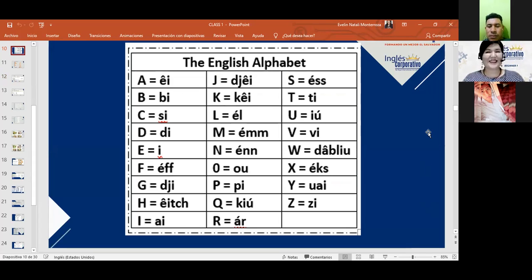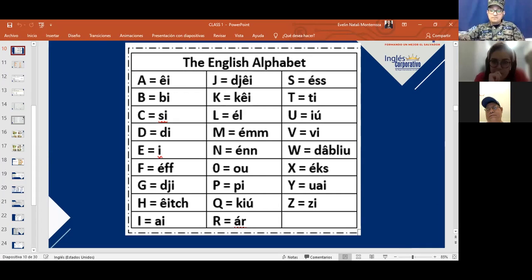B-A-N-O-S. Okay, S. That's very good. Alexis, who is the next one? ¿Quién sigue? Victor. Okay, Victor, go ahead. My name is Victor Loza, and I spell my name as B-I-C-T-O-R-L-O-C-A. Excellent job, Victor. Very good job. Who's next?